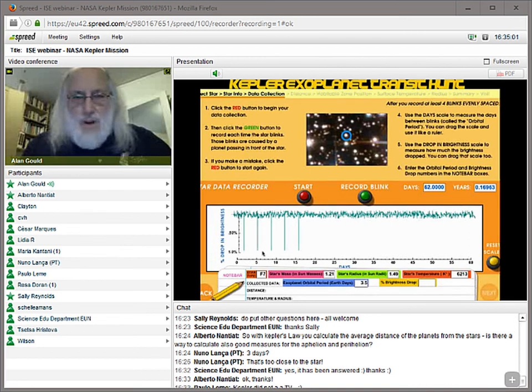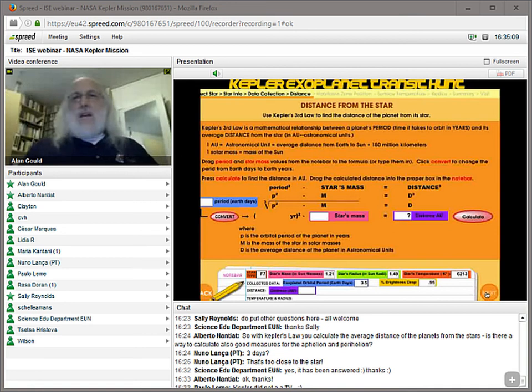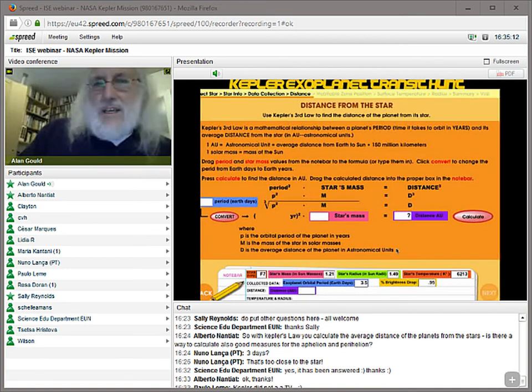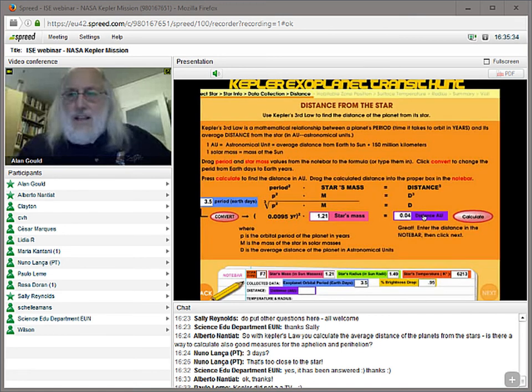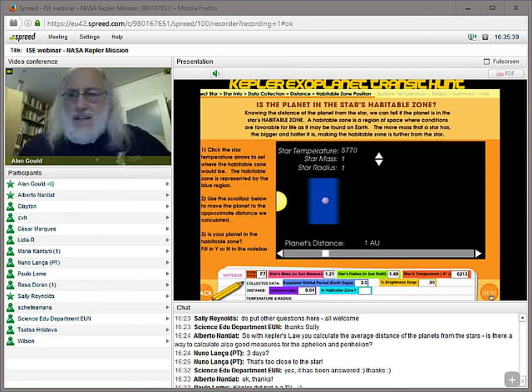And then we also can measure the brightness drop. It looks like it's about 0.9 something. 0.95 we'll put. And then we go to the next screen, and we have that calculation. This is the Kepler's third law again. But here, for young audiences, we can just drag. It's dependent on the period and the mass, so we drag those up from our note bar. And then we need to convert days to years, so we press that convert button. And that gives us, and then we calculate, and that's the average distance to the planet from the star.